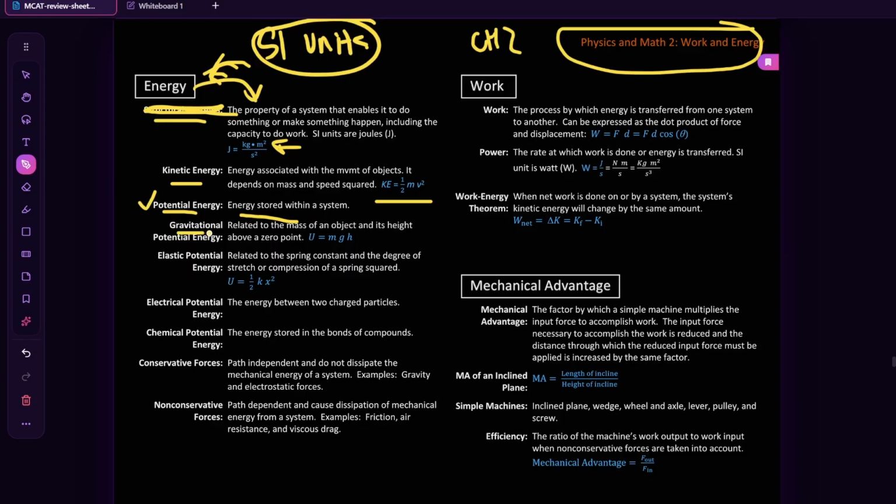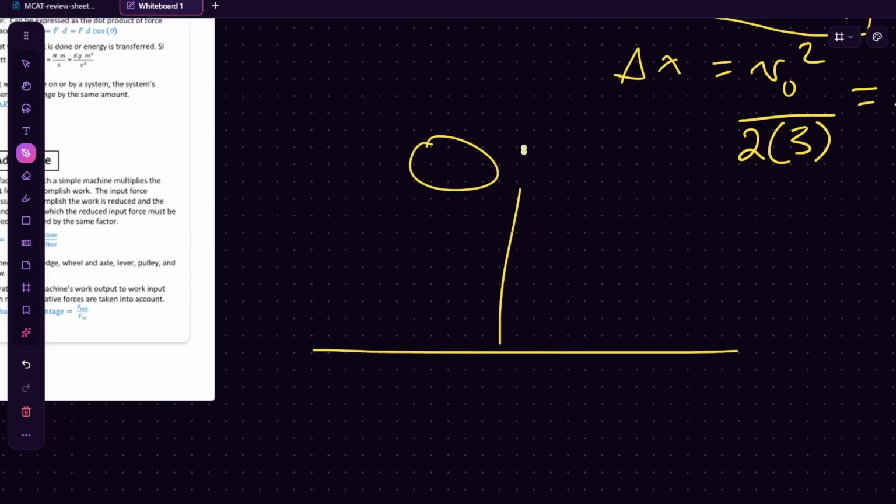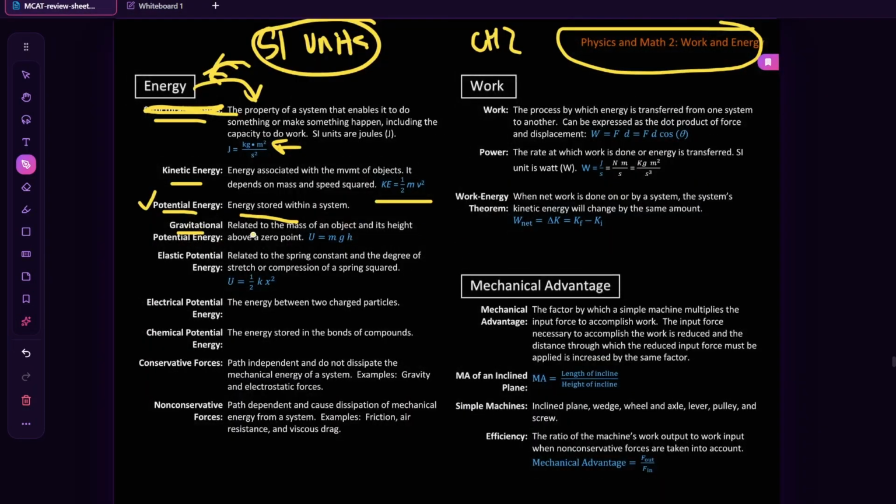It's energy stored because of an object's height above a reference point. So if I had a ball 10 meters above the ground, we know just by living in this world that the ball is going to drop. It has gravitational potential energy. The formula is mass times gravitational acceleration, g, which is 10 meters per second squared, as we saw in our last practice question, times the height. And so you can calculate gravitational potential energy.